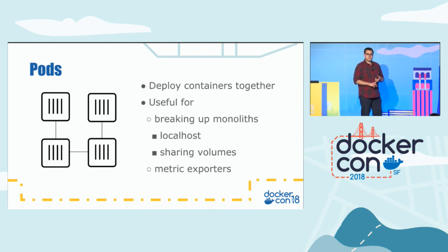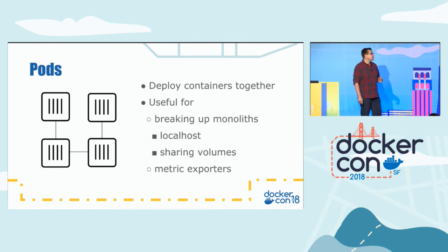First of all, it really is helpful for breaking up monoliths. So if you have monolithic applications, you want to pull apart pieces of the code. Localhost still works within pods. So if you've always assumed that a database would be on the same server as the front end, this will still work within the pod. And the same thing for shared volumes. So you can mount a volume into all the containers in the pod and they can share a file system if necessary.